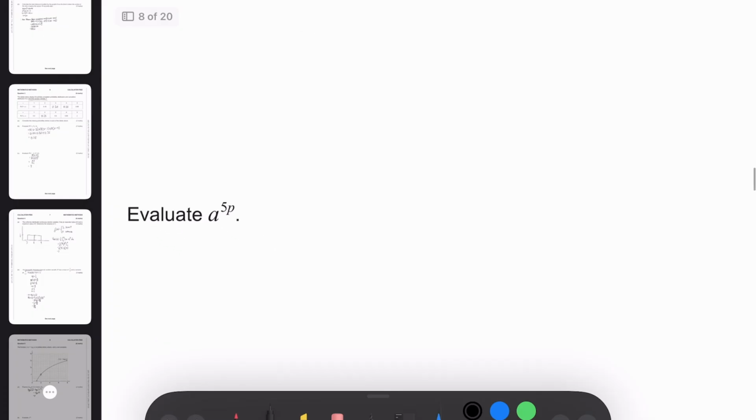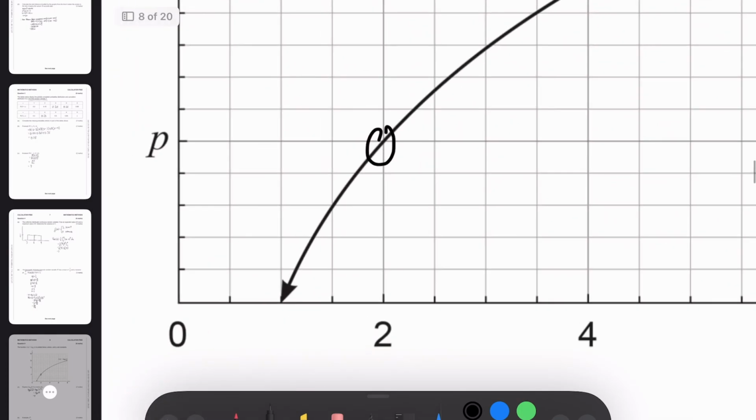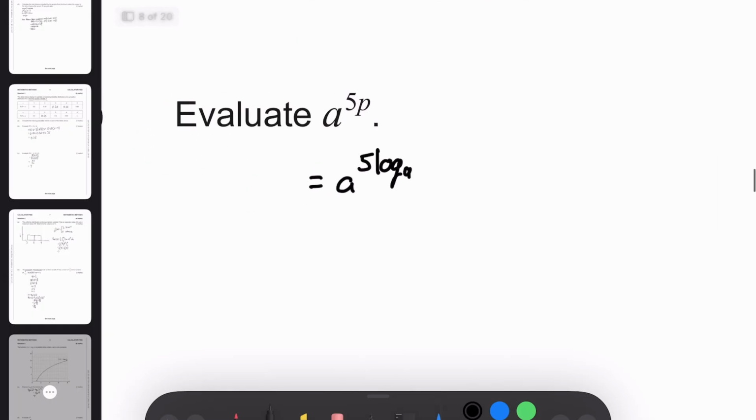Evaluate a to the power of 5p. Okay, so since we have a as our base here, if we have a logarithm on top with the log a, those will cancel out, and we can get that logarithm, as we can see, this p here. So this is going to be equal to a to the power of 5. Now remember, p is equal to log a of 2 here. Okay, so we can do 5 log a of 2.